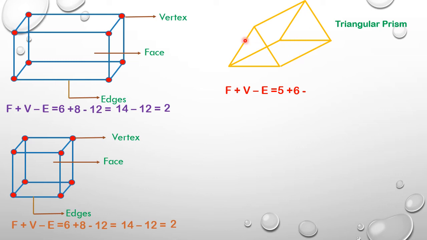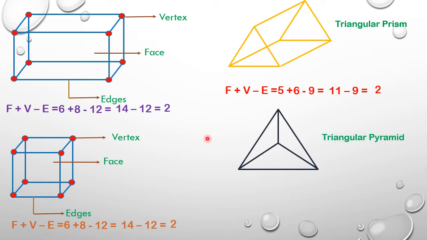Then how many edges? The first triangle has 3 lines, the second triangle has 3 lines. So 3 plus 3 is 6. Then the connecting lines are 3, so 7, 8, 9. So totally 9 edges are here. So what is 5 plus 6? That is 11, minus 9. What is 11 minus 9? That is 2. We'll check for another shape, this triangular pyramid. For cube, cuboid and triangular prism, we got the same answer, that is 2. Now we will check for this pyramid.